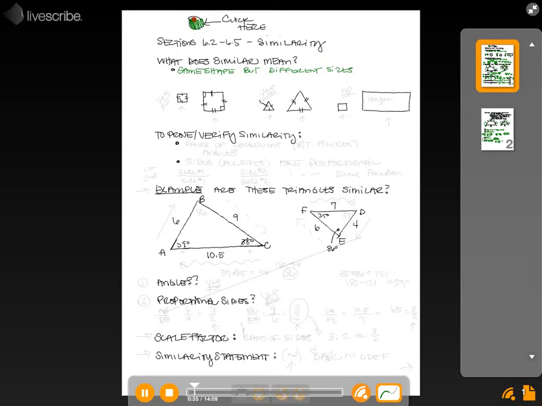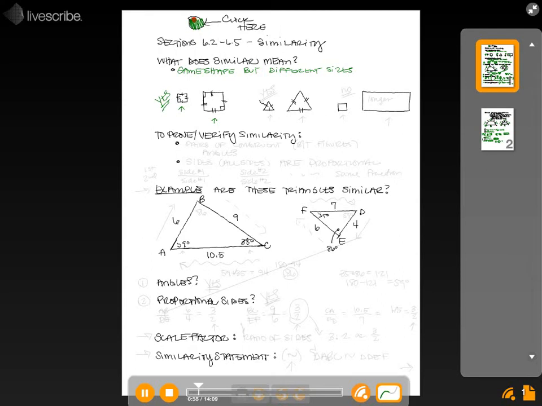So two things will look exactly the same, have the same shape. They don't necessarily have to have the same orientation. One may be flipped upside down, but they're the same shape, different sizes. And we've got three examples here. This first one, we have squares, a small square, and then a larger square. They're the same shape, just different sizes. So yes, these are similar.